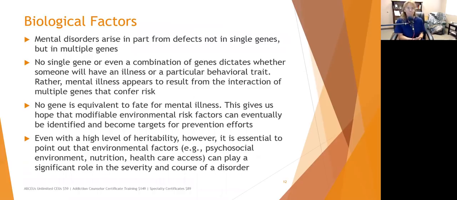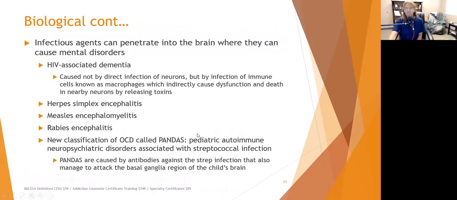Again, not everybody who inherits a gene for a mental health disorder like schizophrenia that does tend to have high heritability will necessarily develop it if they have a really good environment. Infectious agents can penetrate into the brain where they can cause mental disorders. So this is one of those risk factors that is generally modifiable. We do want to protect ourselves from as many viruses and infectious agents as possible.